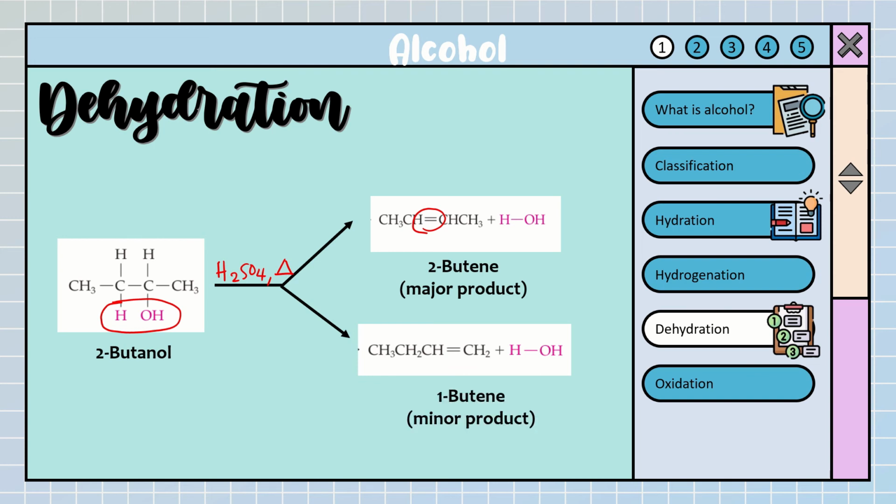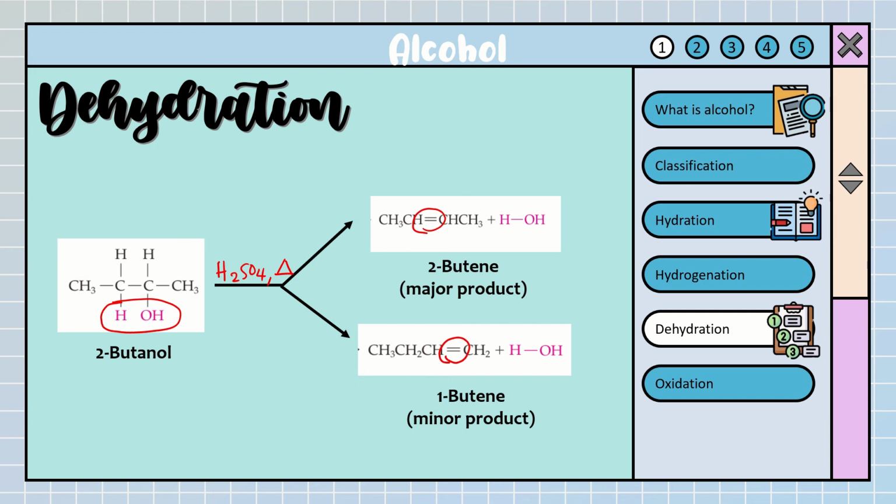And then another possible product is 1-butene, which is a minor product. As you can see here, we have the double bond at the first carbon. Notice in this equation that the major product is the more highly substituted alkene.